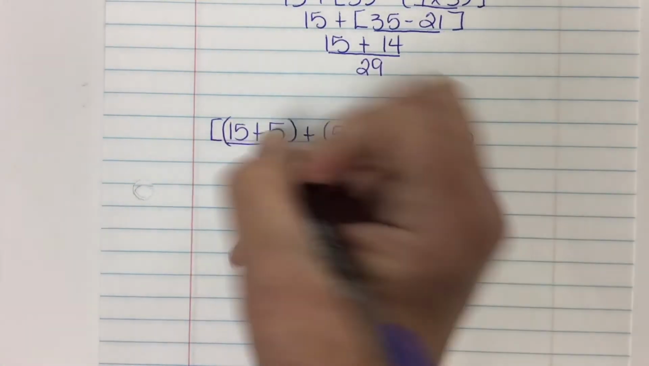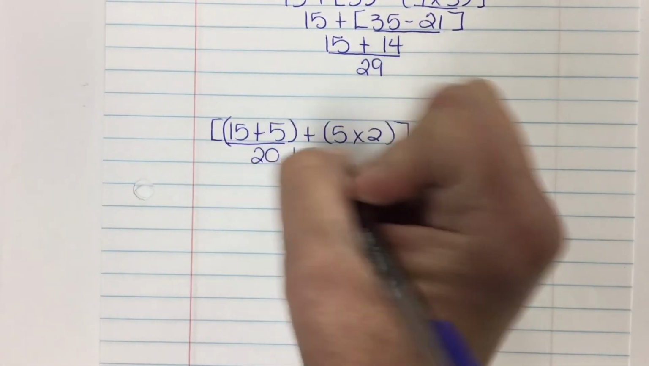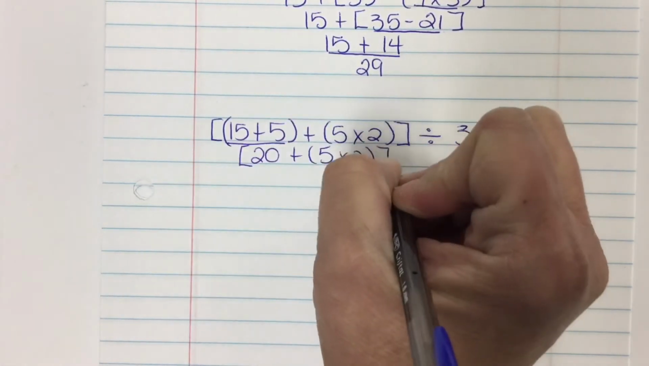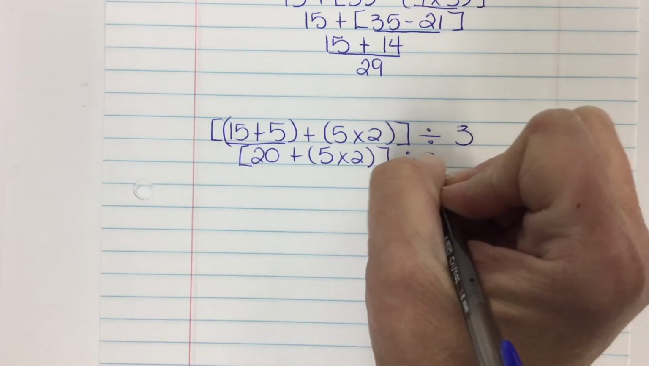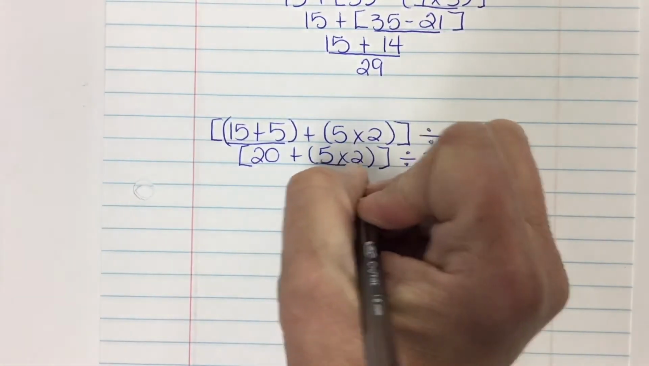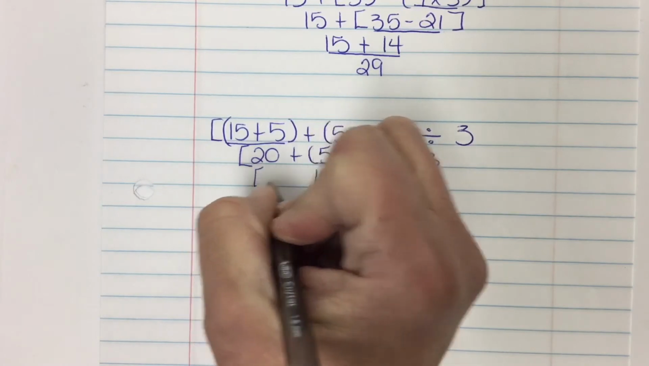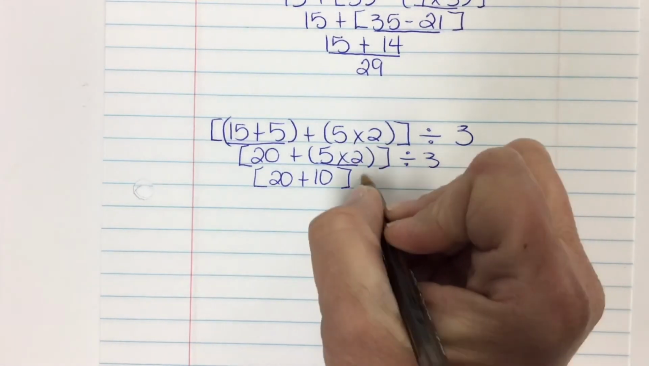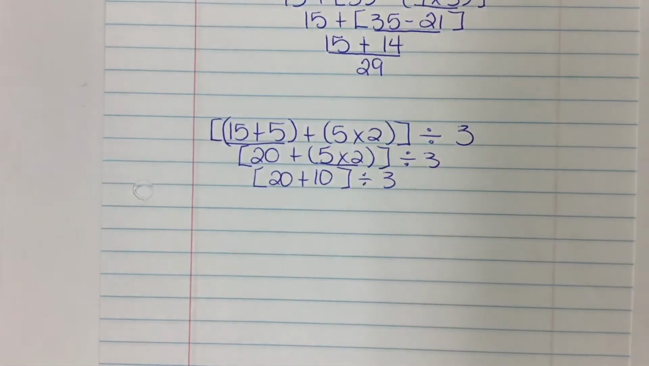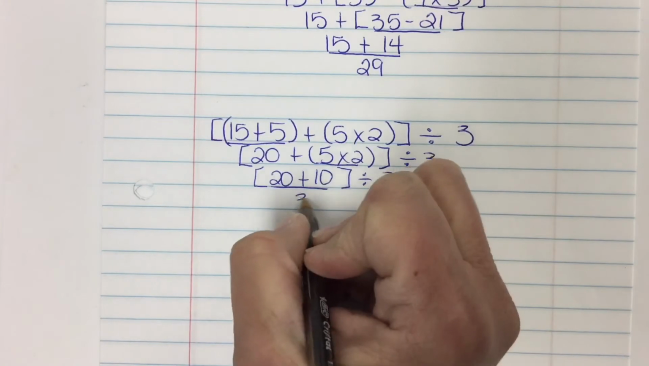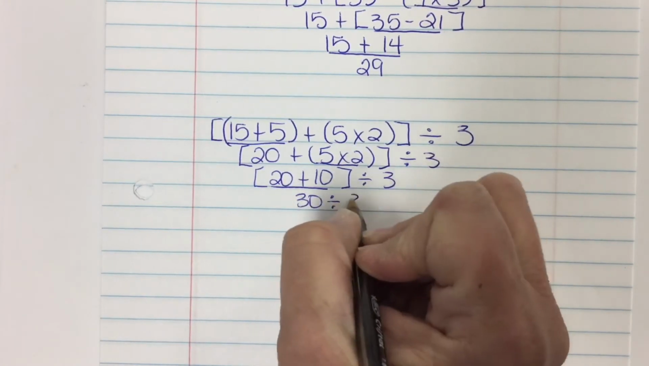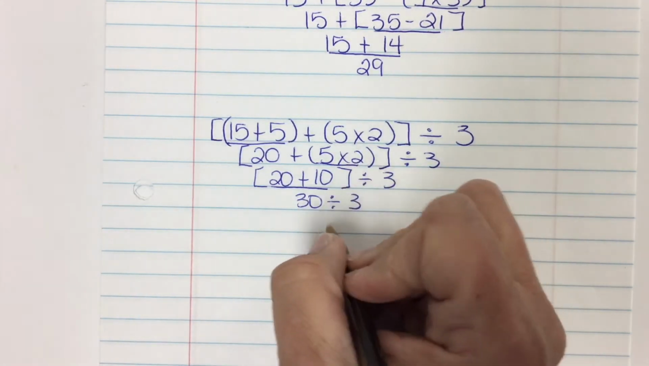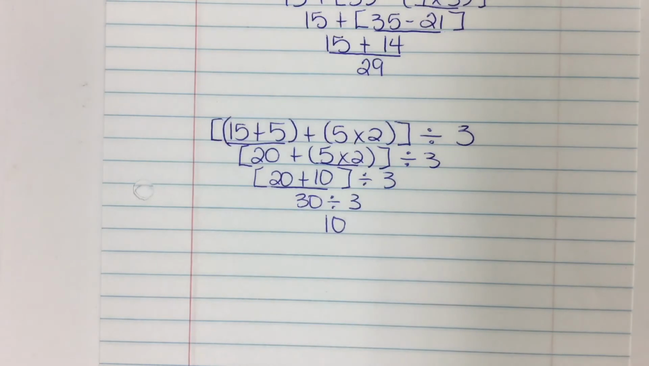Okay, you should have said 15 plus 5 is 20, plus parentheses 5 times 2, and then that still has a bracket around it, divided by 3. Then you do 5 times 2, which is 10. Bring down all your numbers and operation signs, divided by 3. Then 20 plus 10 is 30, divided by 3. 30 divided by 3. So in other words, 3 times what equals 30? And that would be 3 times 10. So your answer should have been 10.